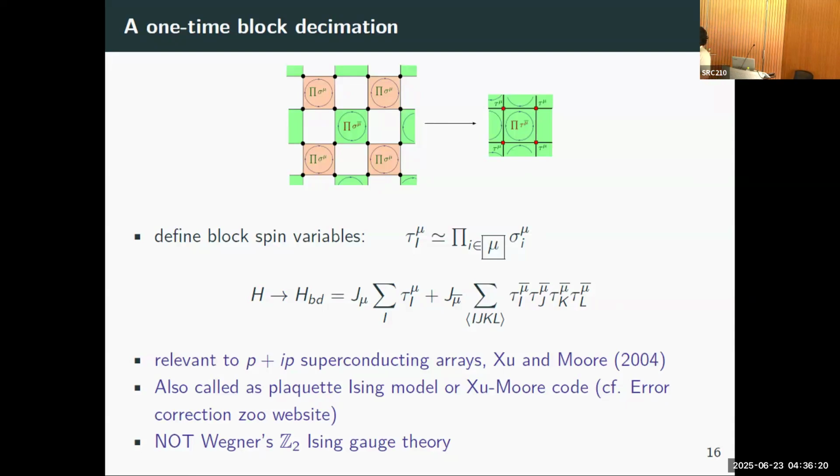What is the mu bar? Say this was x, then this is z, or if this is z, this is an x. So, orthogonal directions in spin space. And that's a choice: you choose to block decimate one set, just like in Kadanoff's block scaling. But importantly, I got confused for a little while in the beginning that this is distinct from the Wegner Z2 Ising gauge theory. However, this will make a reappearance later on.